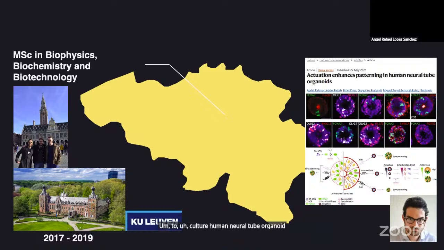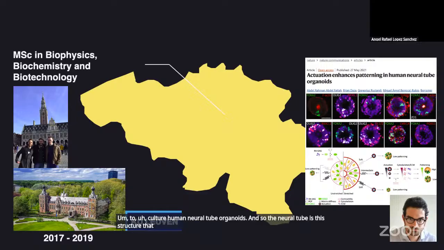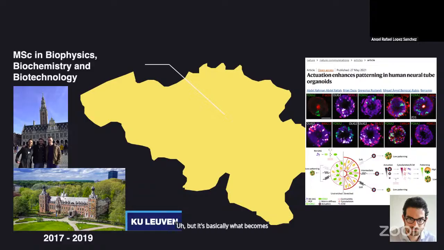And so the neural tube is this structure that we only have as an embryo. It disappears as we grow up. But it's basically what becomes our brain and our spine. Developing these models in vitro is hard, but we managed to do it, and we got this high impact publication out of it.